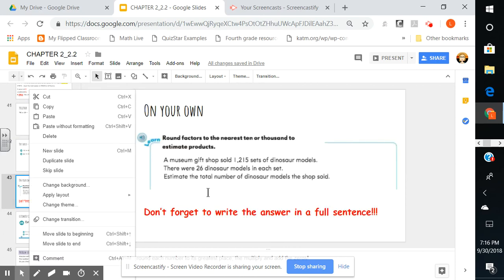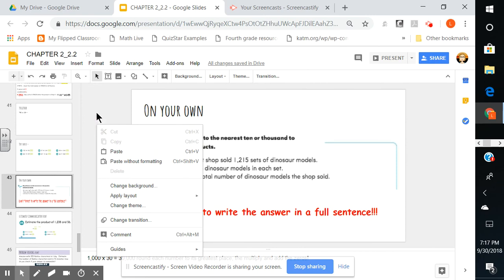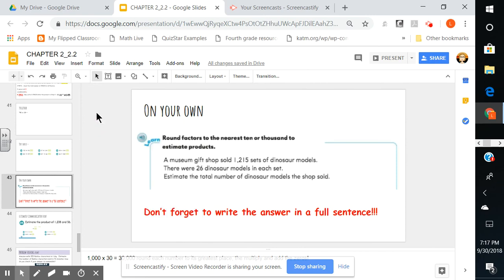Then I want you to do this last slide for homework, which is round. Again, this time you're going to try rounding to the nearest 10 or 1,000. And you're going to answer this question and write your answer in a full sentence. You're restating the question and rewriting it in a full sentence. So don't forget to round to either, in this case, 10 or 1,000, and then find your product.